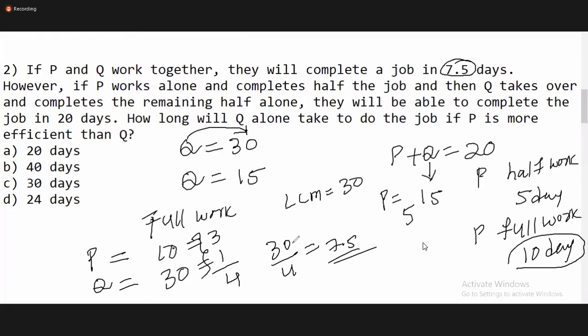Okay, nice question. Why do we need to do 30 by 4? Okay guys, there are a total of 30 chocolates. P can eat 3 chocolates in a day. Q can eat 1 chocolate in a day. So P and Q are eating 4 chocolates in a day. So the question is, to eat 30 chocolates, how many days will they take? Yes, 30 by 4 days. That is nothing but 7.5 days. Let's go to the next question.